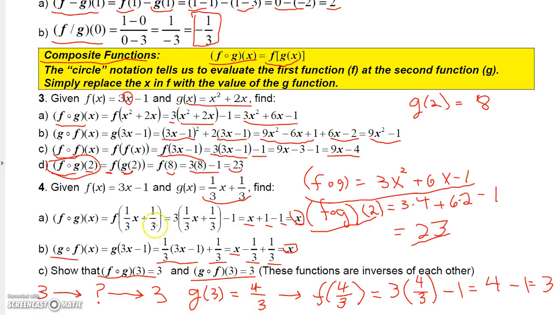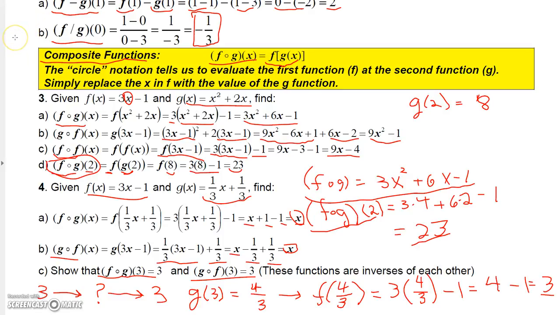But then let's say I put that 4/3 in the f function. Well, then I would have f of 4/3 would be 3 times 4/3 minus 1, which would be 4 minus 1, which is 3. So see, when you do the composite, you take the g and evaluate it at 3, and then take that result and evaluate it at f, it's going to take you right back to 3. And so basically what's happening is, whatever f is doing to x, g is going to undo that, and whatever g does to x, f is going to undo that. And that's kind of what inverses do for one another.